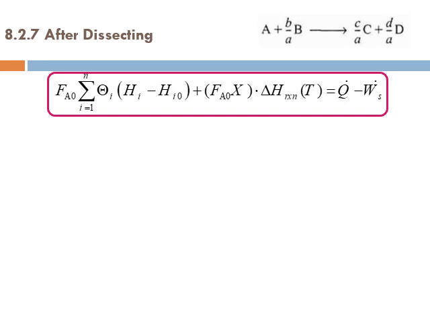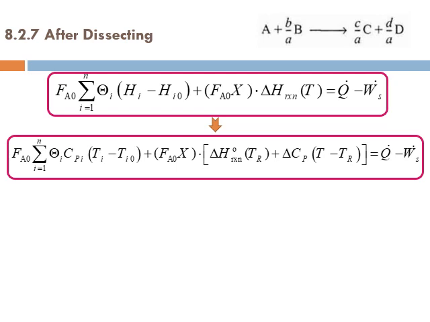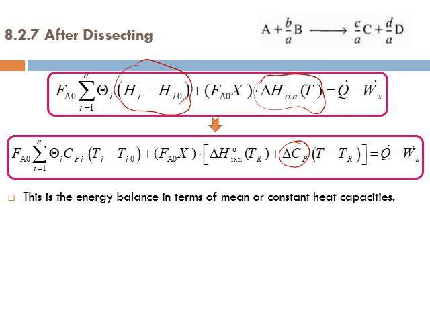Let's look at the energy balance again. This is written in terms of enthalpies. We can write it in terms of Cps. So this delta H can be written as Cp_i times (T_i minus T_i feed), because that's the feed. And this guy can also be written in terms of Cps as standard delta H reaction at T_R plus delta Cp times (T minus T_R). So basically this is the energy balance in terms of mean or constant heat capacities.